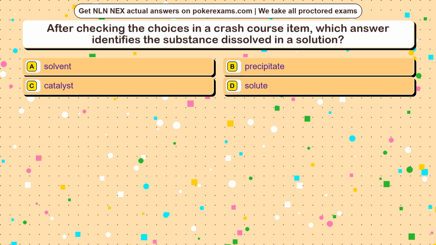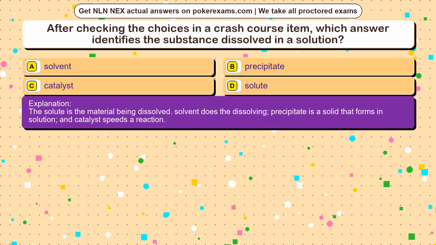The correct answer is option D. The solute is the material being dissolved. Solvent does the dissolving. Precipitate is a solid that forms in solution, and catalyst speeds a reaction.